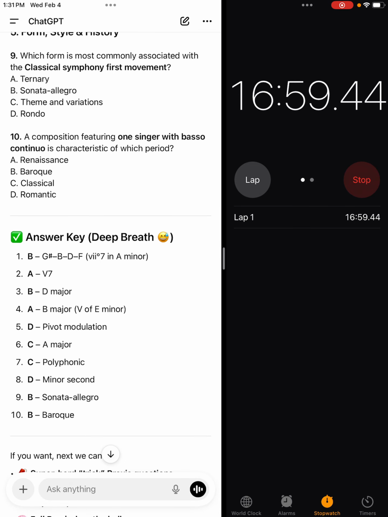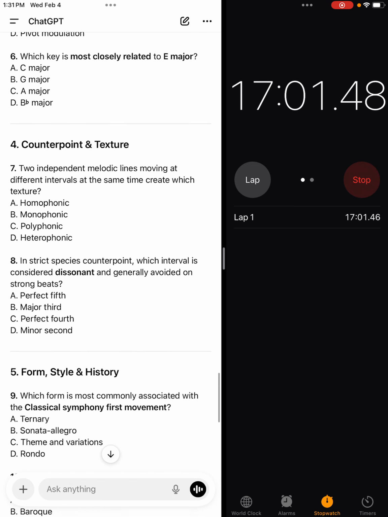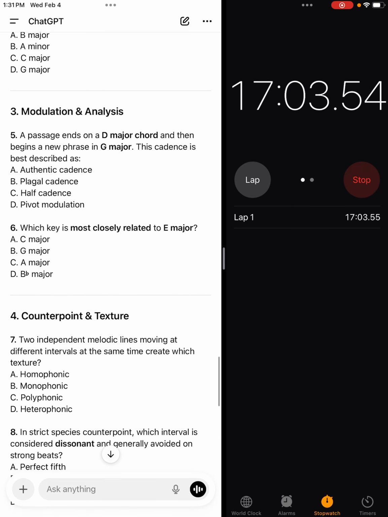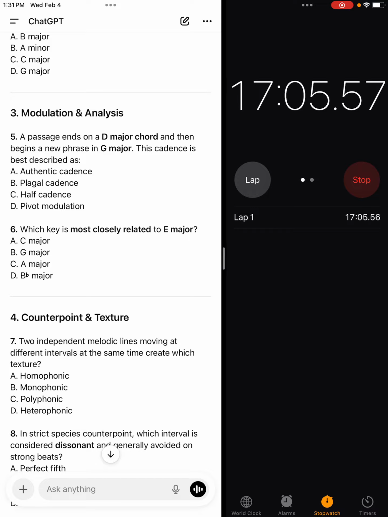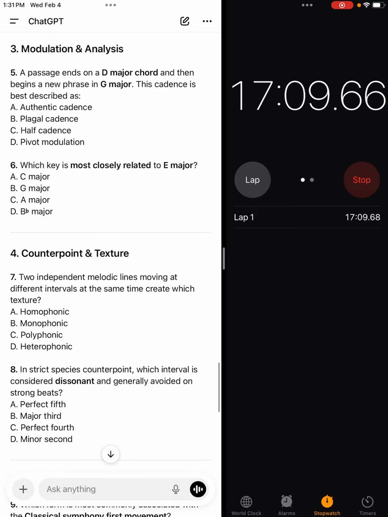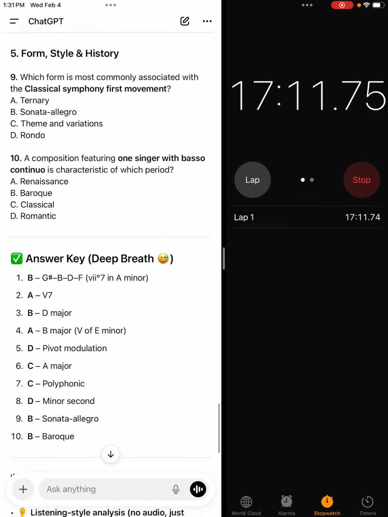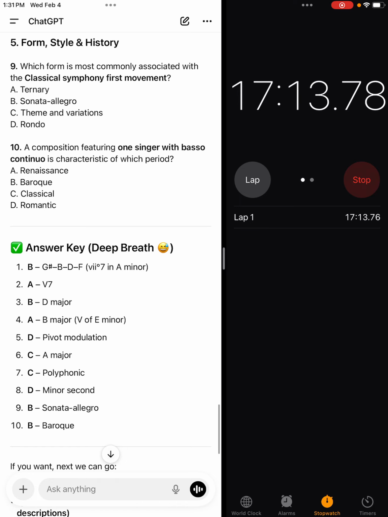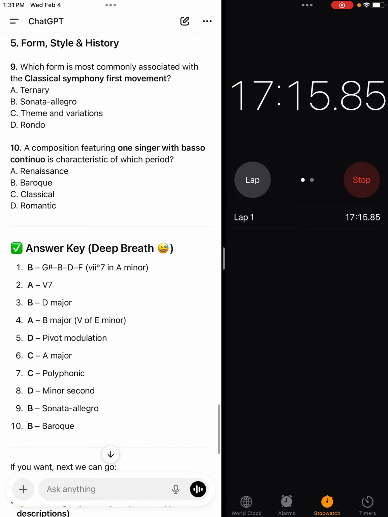So what was the deal with 5? Pivot modulation. I'm going to have to recheck on these. But most of these ones I paid attention to. Thank goodness I listened to my teacher. I'm going to have to check what pivot modulation is all about. Clearly I don't remember that question.